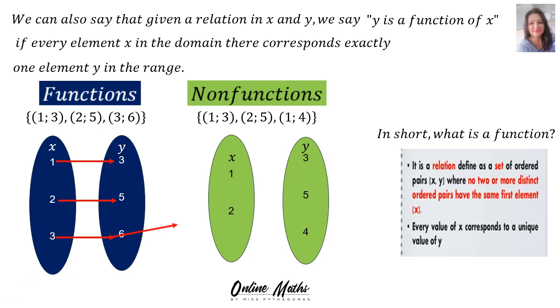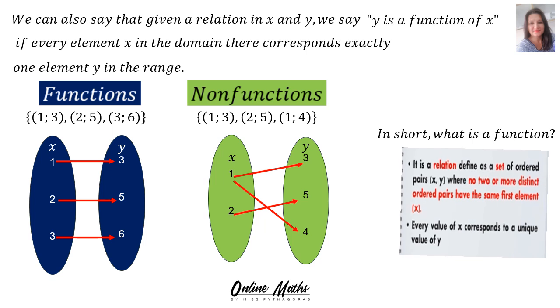For the non-functions, let's see what happens here. For 1, the corresponding y value is 3, and then there's also another corresponding y value, a 4. And then for 2, there's the corresponding y value 5. So can you see, for this x value on the non-function, there's 2 elements in the range.